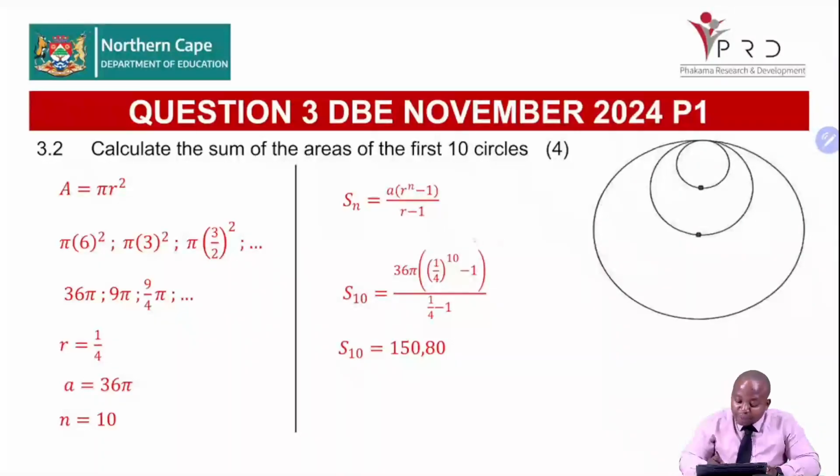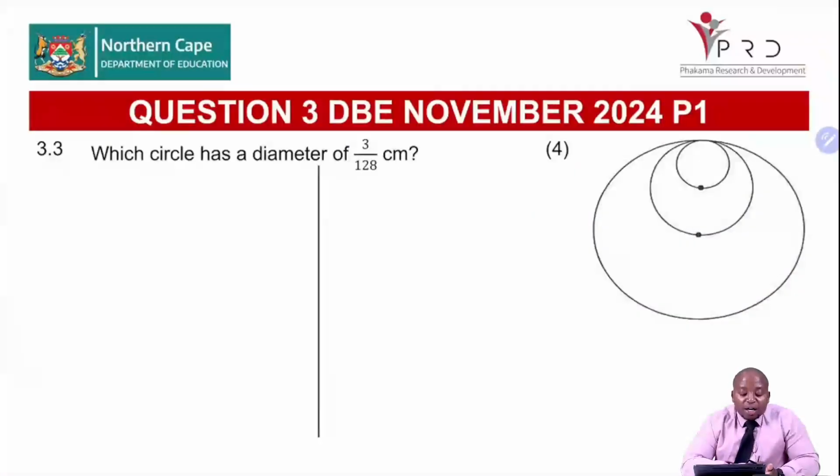Then our sum, when you press everything in a calculator, it becomes 150,80. And that's how you're going to get your 4 marks. Right. Let us look at 3.3.